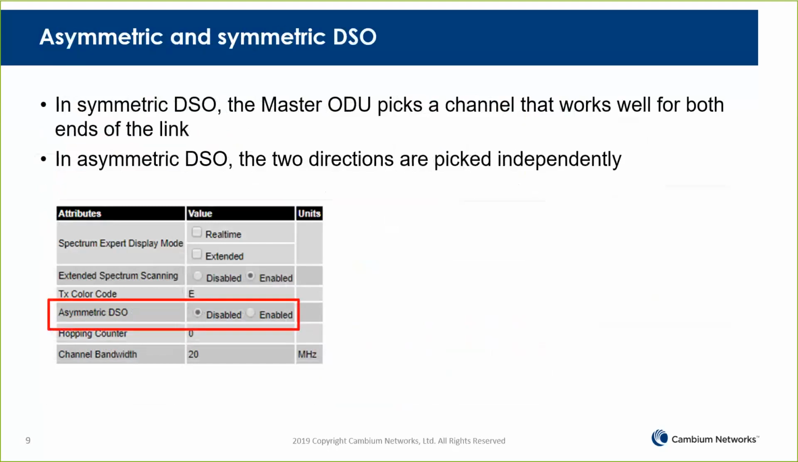And in asymmetric DSO, the two directions are uncoupled, and the master to slave channel is chosen independently from the slave to master. That might be a good strategy in a very heavily interfered band, where you can see a good channel for one direction and a different channel that's good in the opposite direction. The disadvantage generally of the asymmetric approach is that the spectral efficiency is halved because you're occupying two channels but only sending the same amount of data.